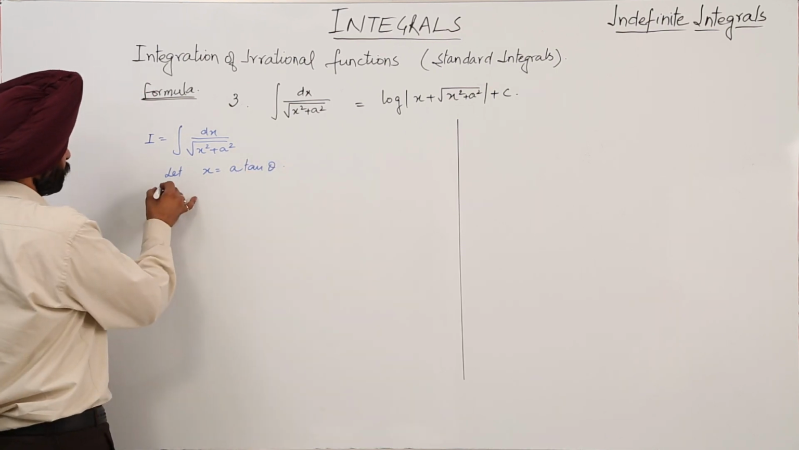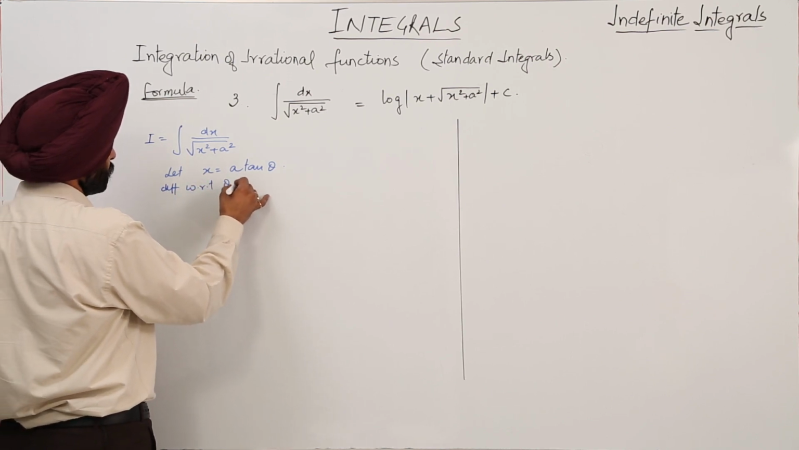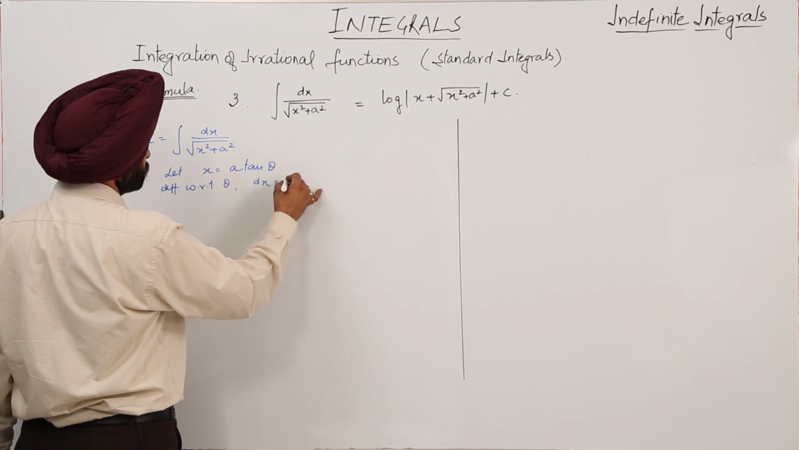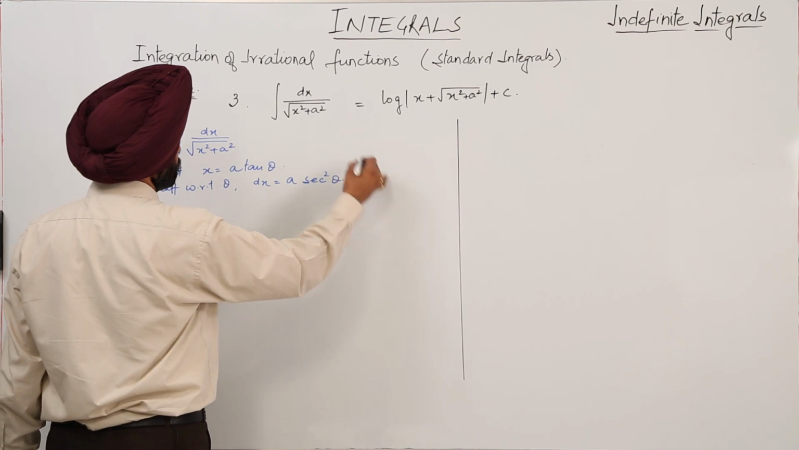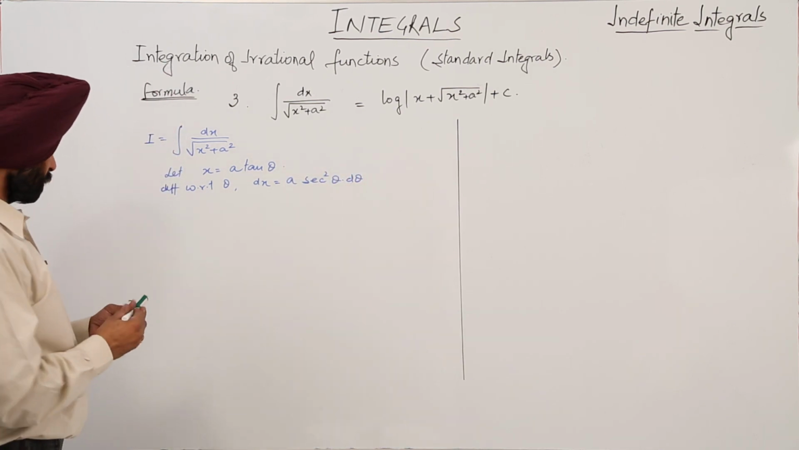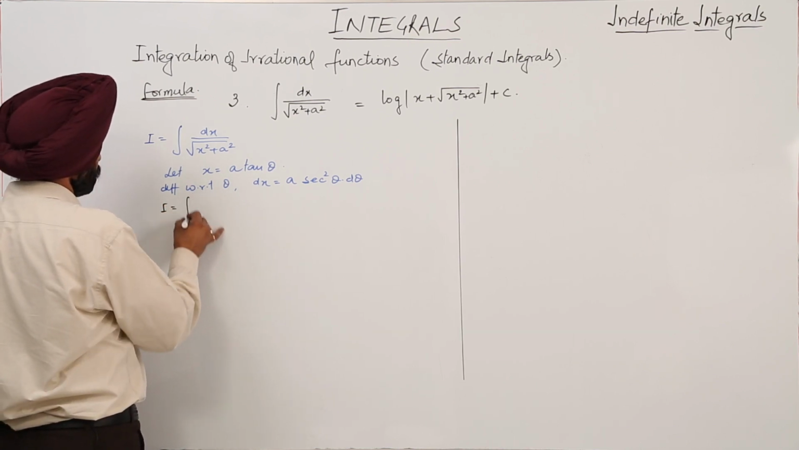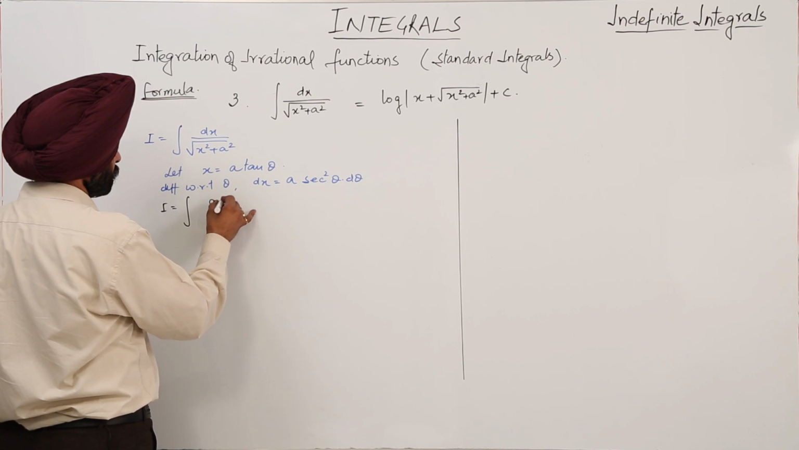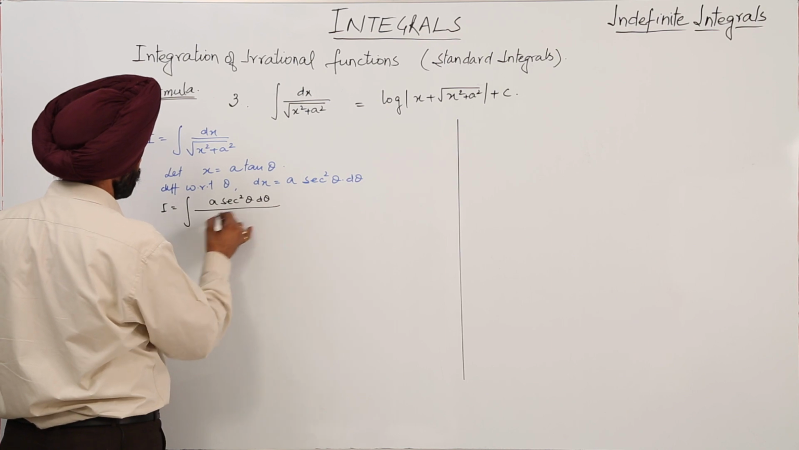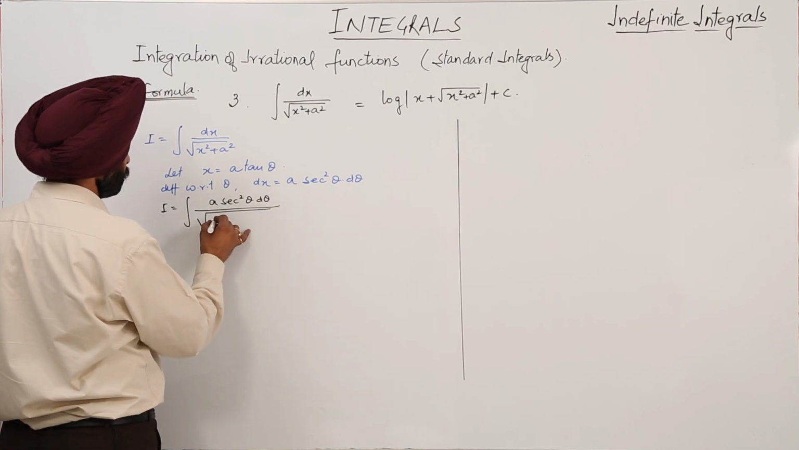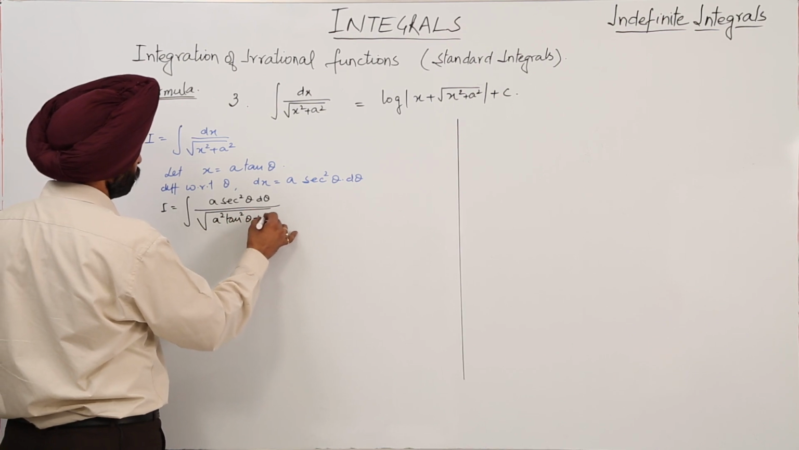Okay. Now differentiating with respect to theta, we have dx is equal to a secant square theta d theta. Now let's put the values in the question. We have the integral of a secant square theta d theta upon square root of a square tan square theta plus a square.